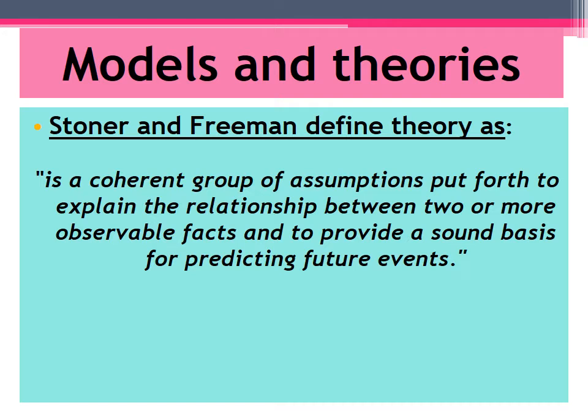What is model and what is theory? Stoner and Friedman define theory as a coherent group of assumptions put forth to explain the relationship between two or more observable facts and to provide a sound basis for predicting future events. A theory, as a noun, is a supposition or a system of ideas intended to explain something, especially one based on general principles independent of the thing to be explained.